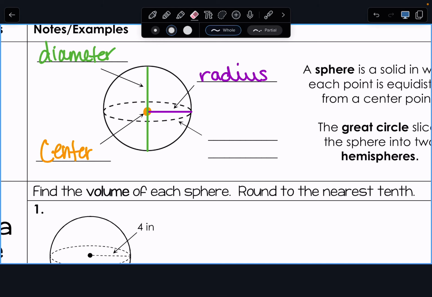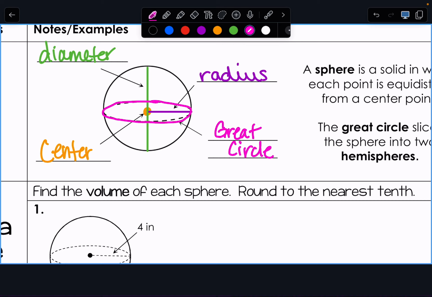Now, this right here that I'm highlighting in pink is called the great circle. It sort of looks like the circumference of the sphere. It's the greatest circle you can draw because it's splitting the sphere in half, into two hemispheres, half a sphere. Now, think of the Earth. What is the great circle on Earth? The equator. The equator is the great circle of the Earth.